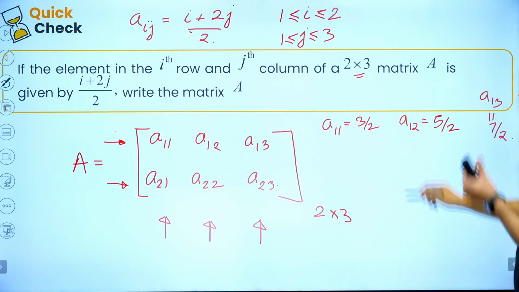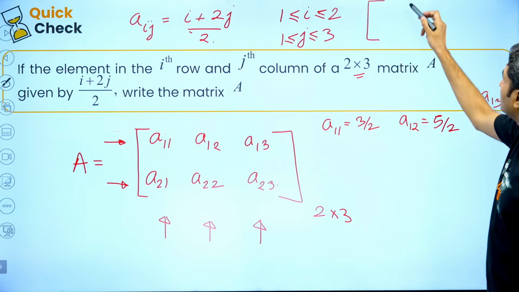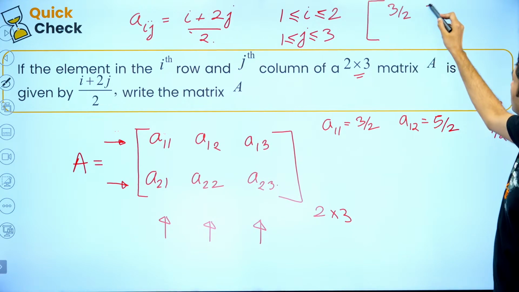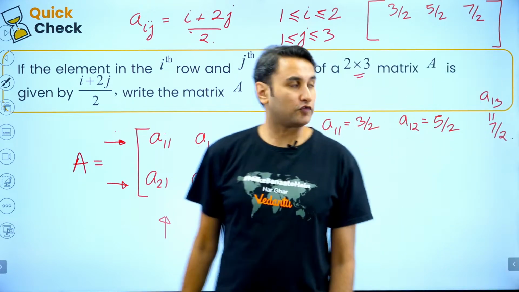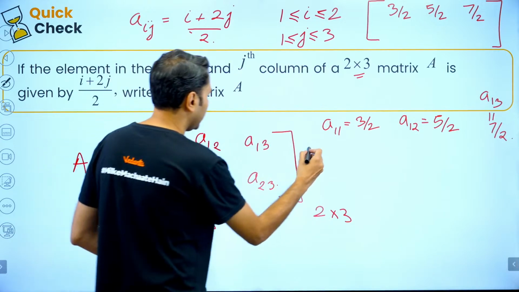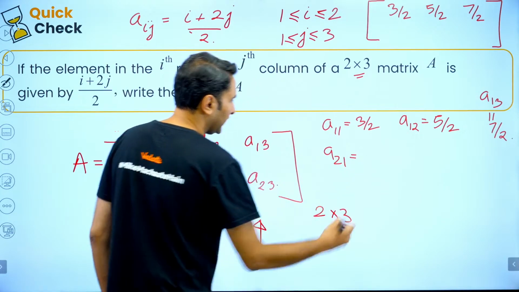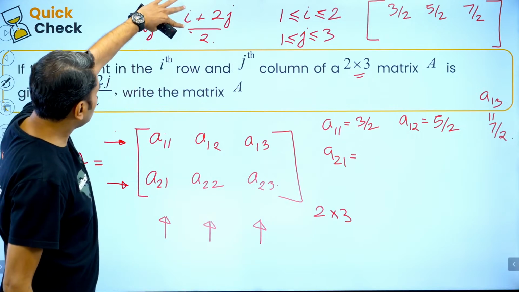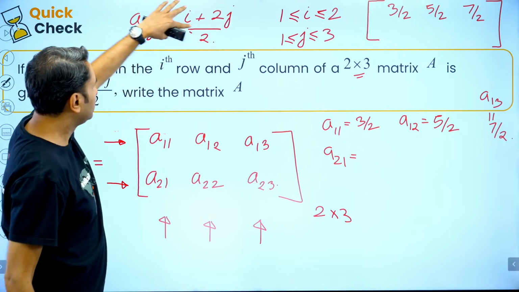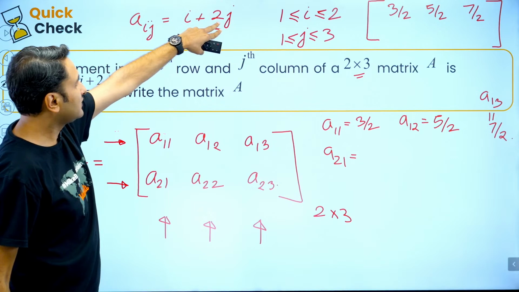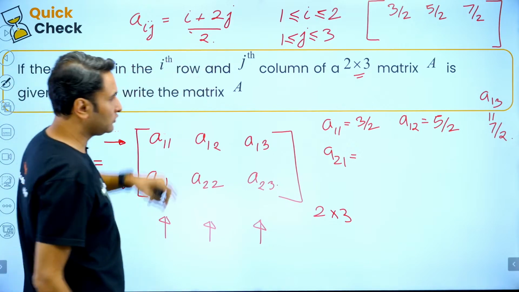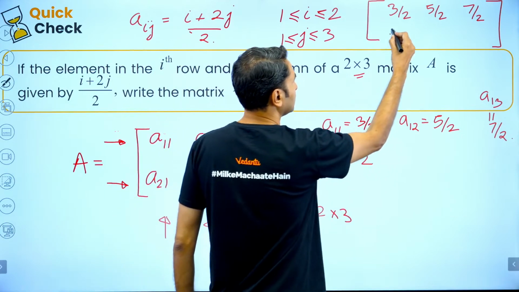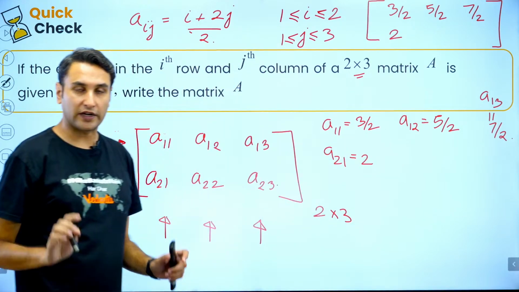Right? Clear? Let's keep making the matrix as well. So 3 by 2, 5 by 2, 7 by 2. Now let's get down the second row elements. What will that be? Let's put the value A21, row 2, column 1: 2 plus 2, 4. 4 by 2 is 2. So this is 2. Right? You're getting the question, right?